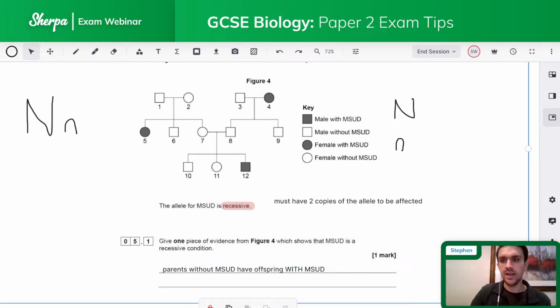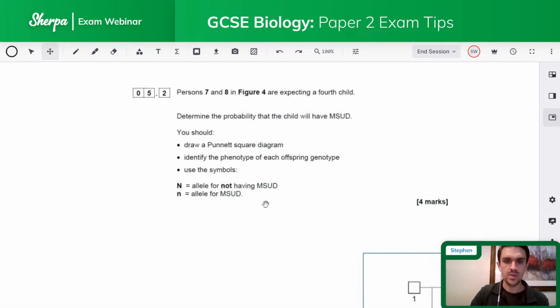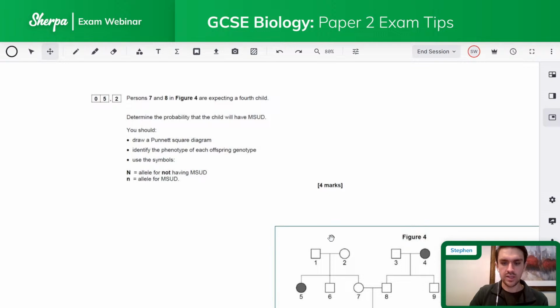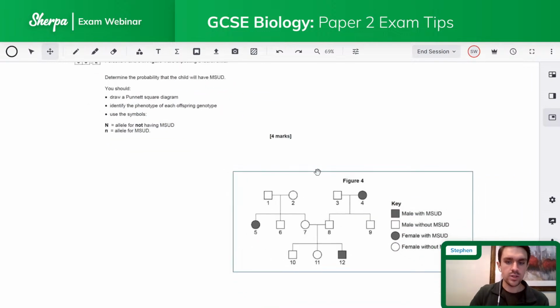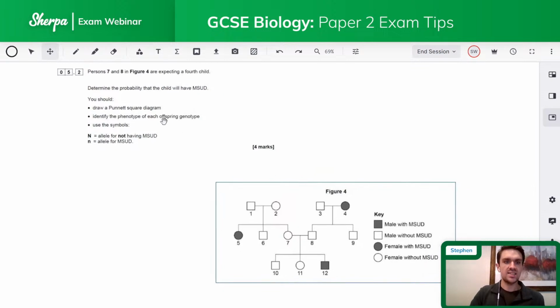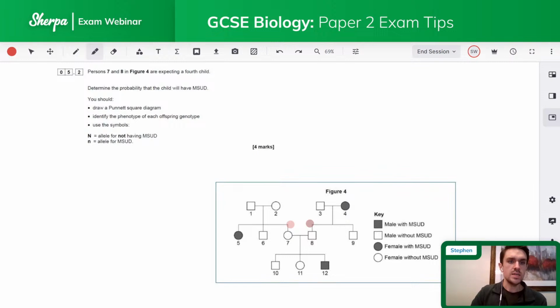Fantastic. Right, so now the tricky part. Now let's have a look at the Punnett square itself. Here we've got the diagram remade down the bottom. What this question is asking us is: persons 7 and 8 in figure 4 are expecting a 4th child. So we've got persons 7 and 8. Determine the probability that the child will have MSUD.